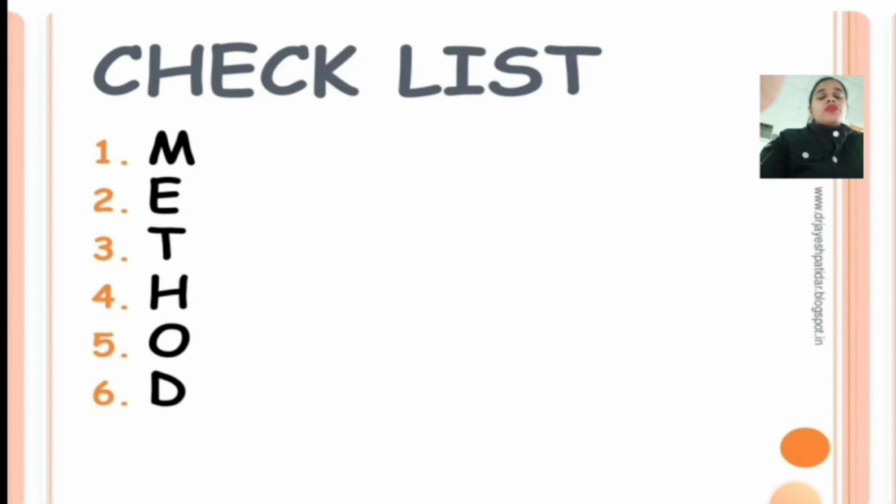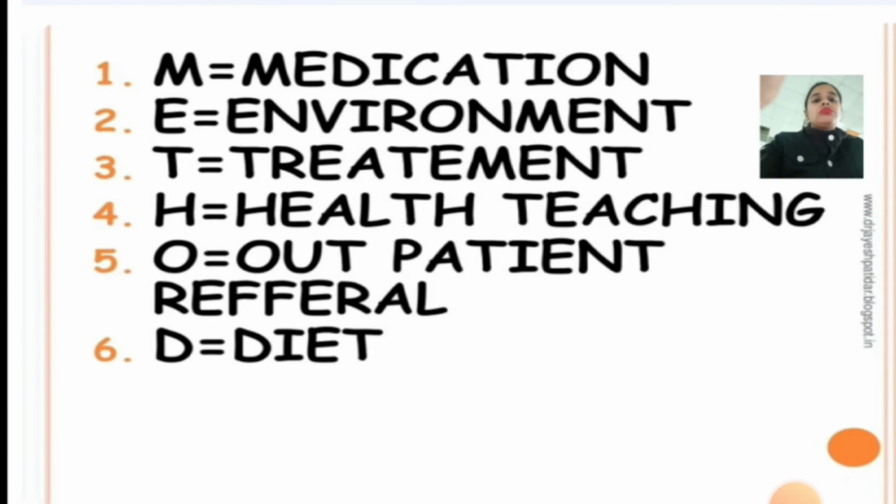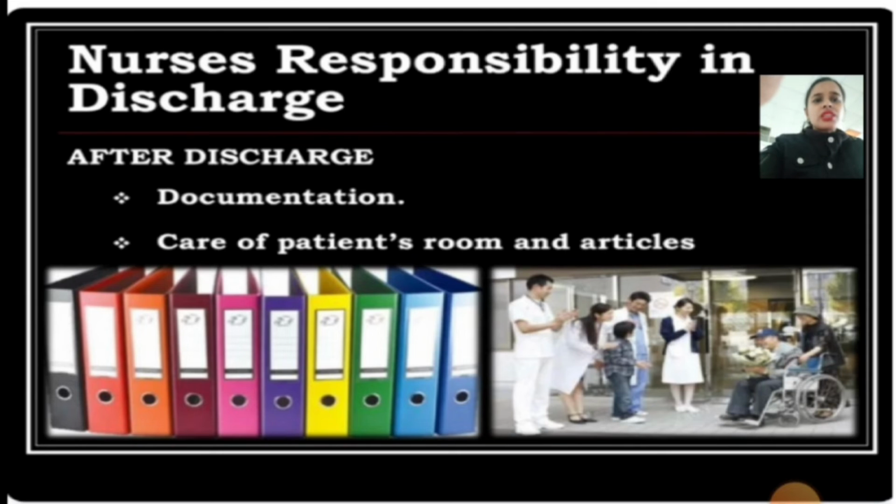In the checklist we are using the method METHOD. M means medication, E means environment, T means treatment, H means health education, O means outpatient referral, D means diet. Nursing responsibility after discharge: first we have to complete our documentation. In documentation we have to maintain the time of discharge.